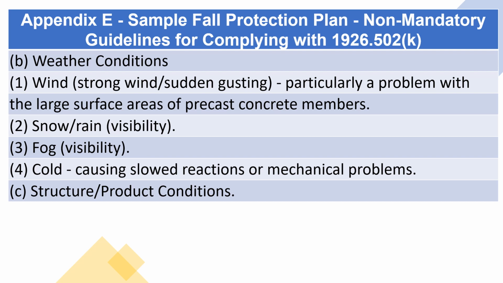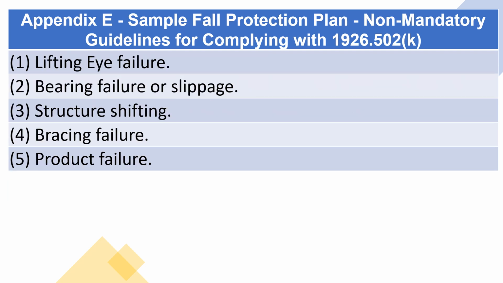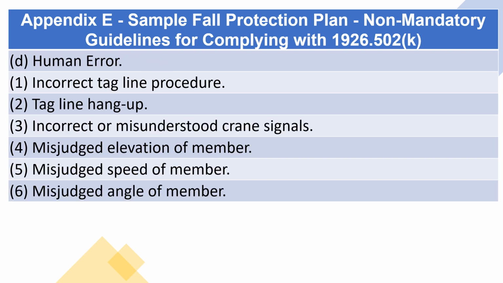C. Structure/product conditions. 1. Lifting eye failure. 2. Bearing failure or slippage. 3. Structure shifting. 4. Bracing failure. 5. Product failure.